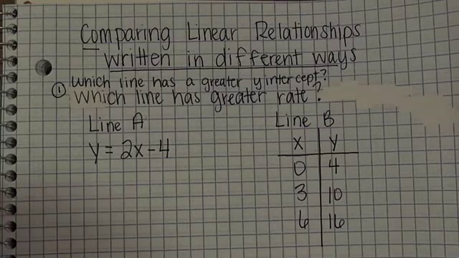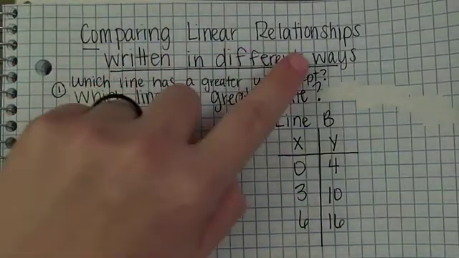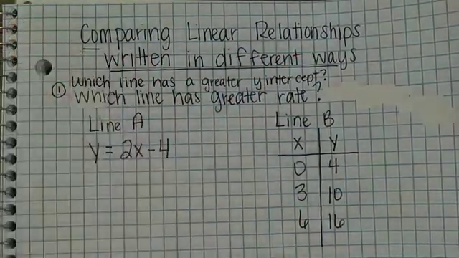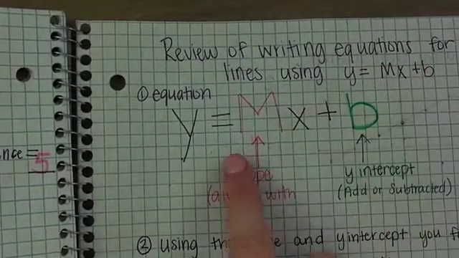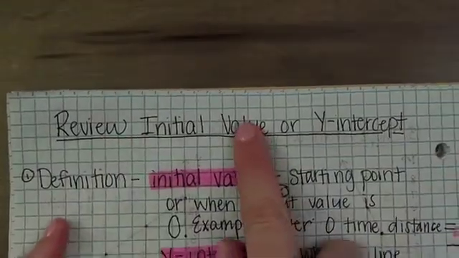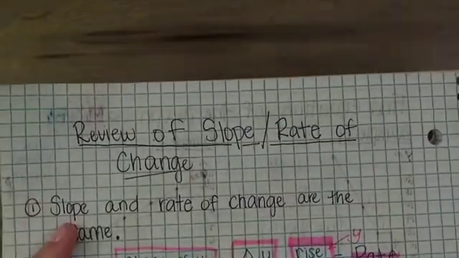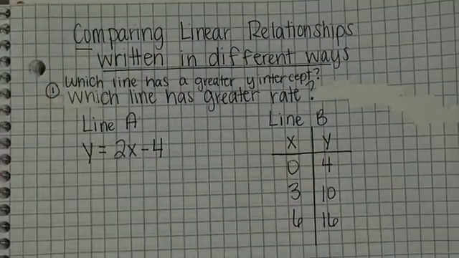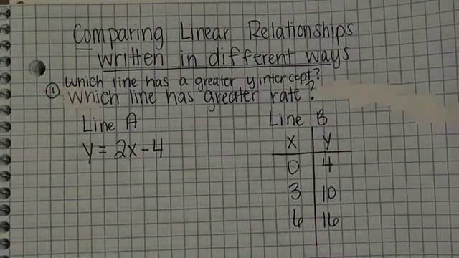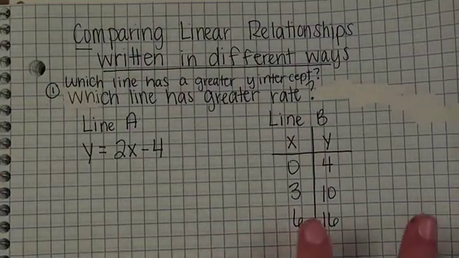Okay, so this is comparing linear relationships written in different ways. This video is a follow-up to the review of writing equations. It's also after the review of initial value and review of slope. So if you are confused about one of those things during this video, please make sure you go back and watch the video for the part that you're missing.